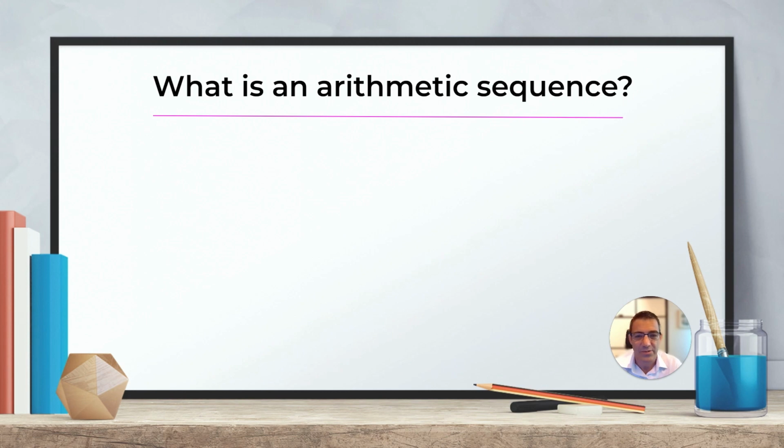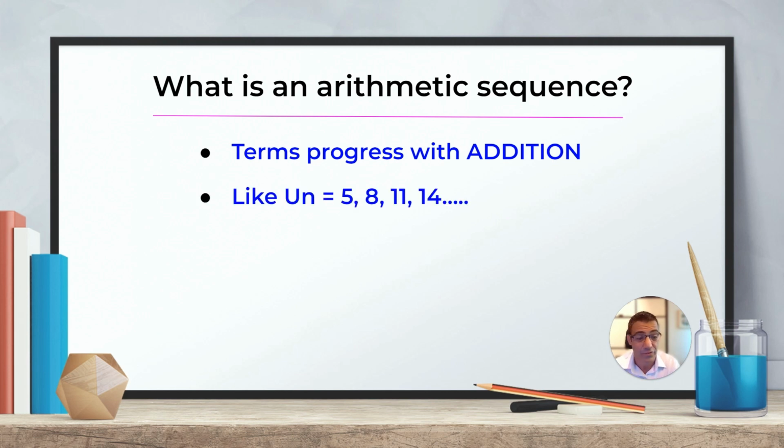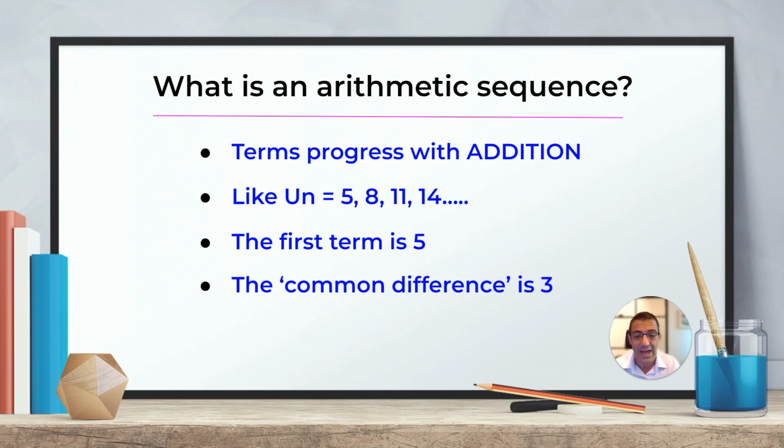So what is an arithmetic sequence? Well, an arithmetic sequence is a sequence of numbers which progresses with addition, which means that if you go from one term to the next term, you're adding a certain quantity repeatedly. I'll give you an example. Here you have un equals 5, 8, 11, 14. And so to go from 5 to 8, we added 3. And to go from 8 to 11, we added 3. And to go from 11 to 14, we added 3. So I think that's pretty important here is to locate the first term. Well, the first term is 5, and what we call the common difference, the difference between two terms, is 3.